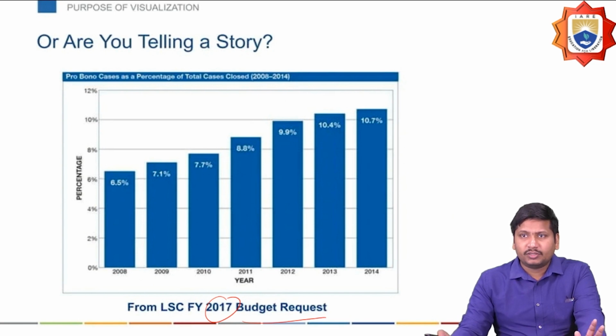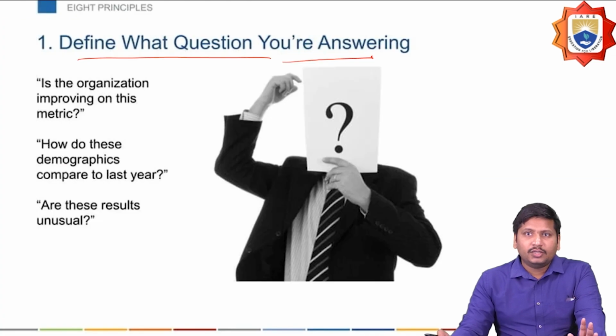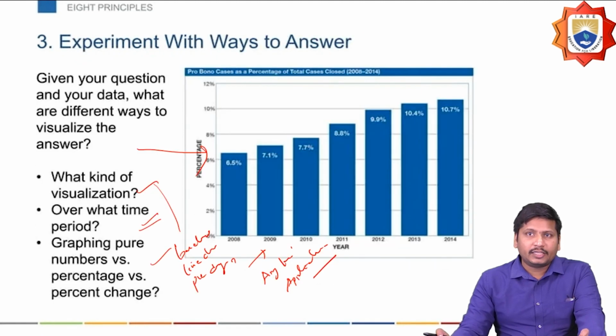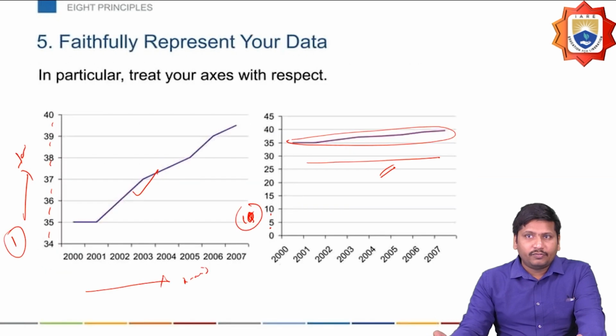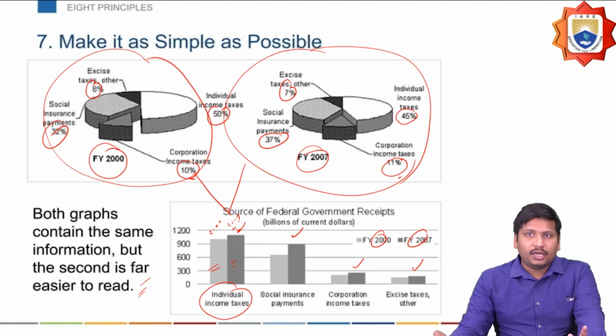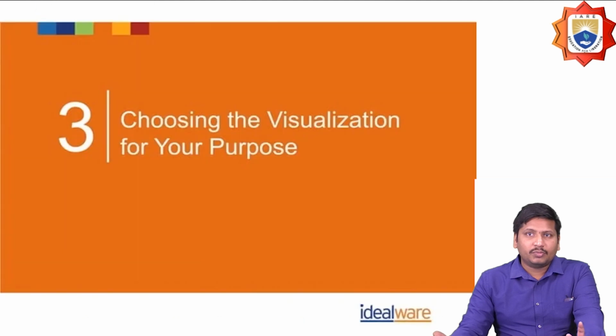And what are the 8 principles that are used for communicating with the data? Define what question you are answering, and use accurate data. Experiment with the ways to answer, and go with the cognitive research as well. Faithfully represent your data, tailor it to your audience, make it as simple as possible, and remove everything you can. Those are some of the basic principles you are going to follow for data visualization.